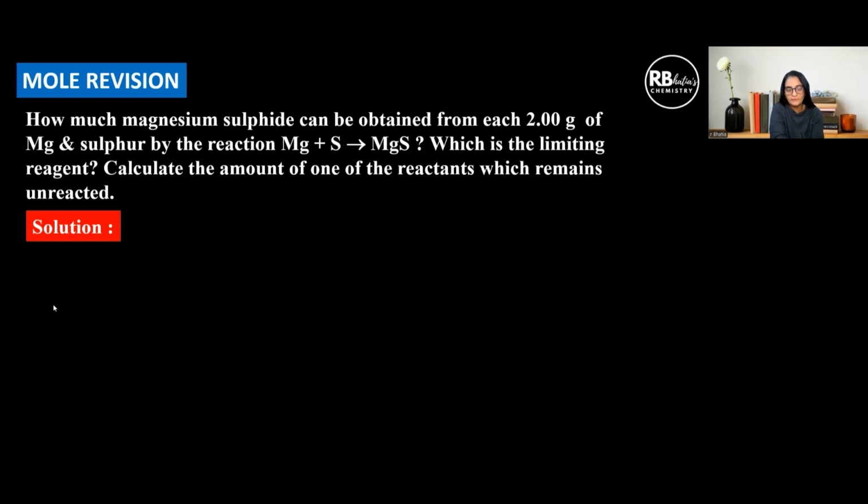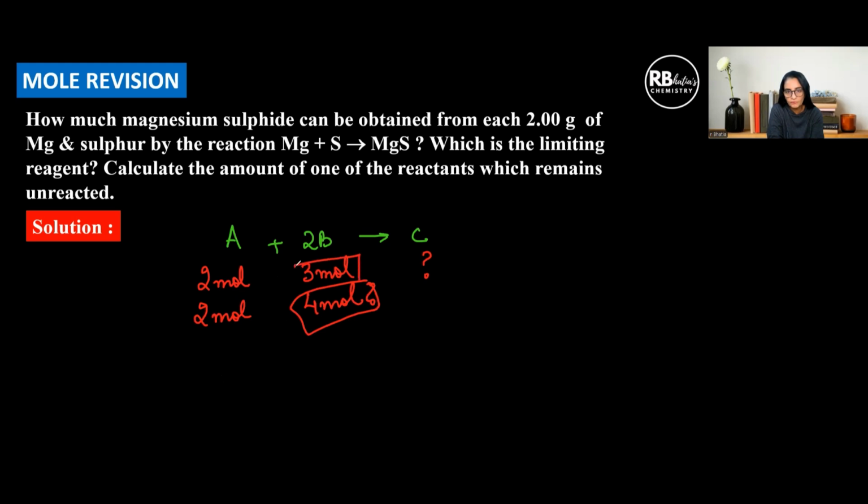Similarly, let me give you another example, A plus 2 moles of B to give C, and this time I tell you that I have 2 moles of A and 3 moles of B, and I ask you which out of the two is limiting and how much of C is formed. So this time, what are we going to do? We know 2 moles of A will require 4 moles of B for complete reaction, but we do not have 4 moles. We have just 3 moles of B.